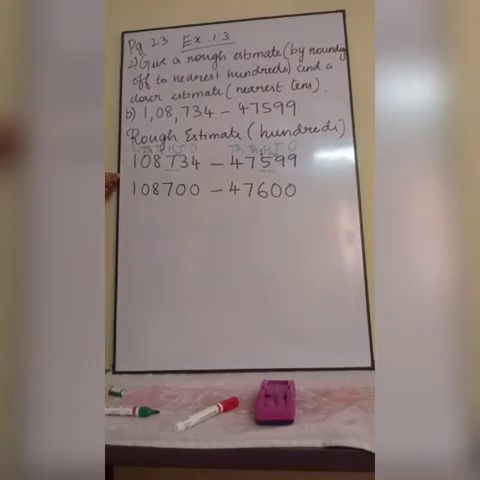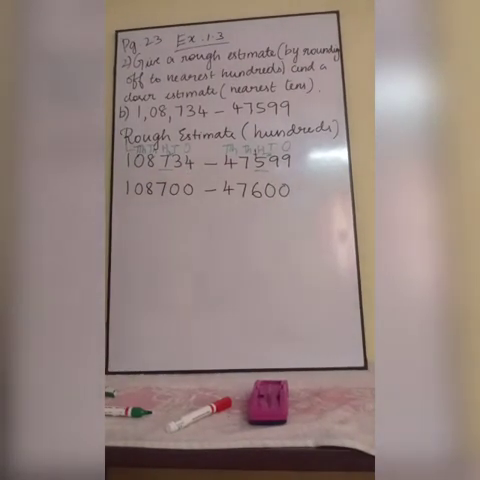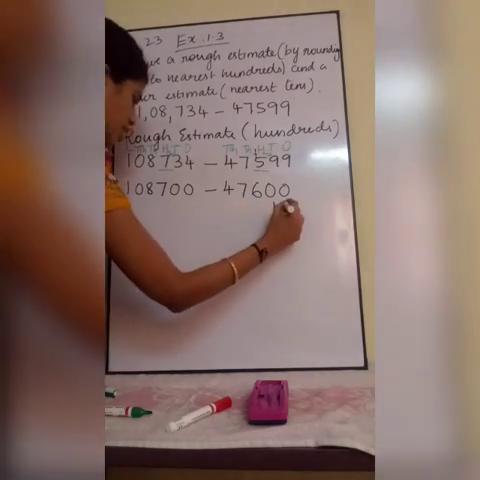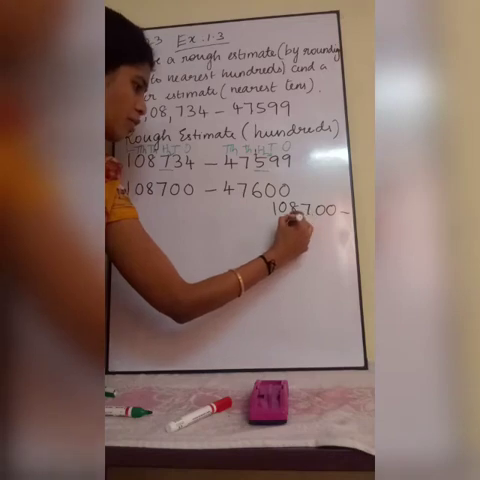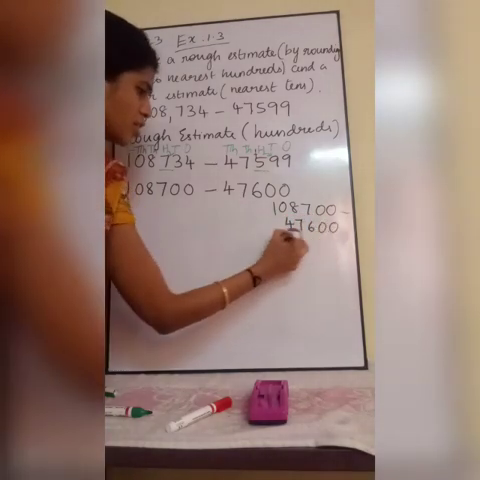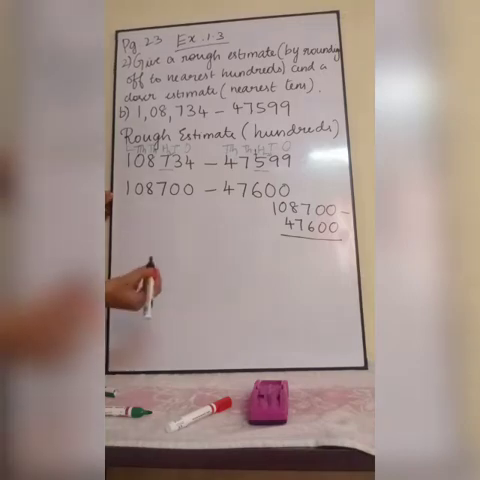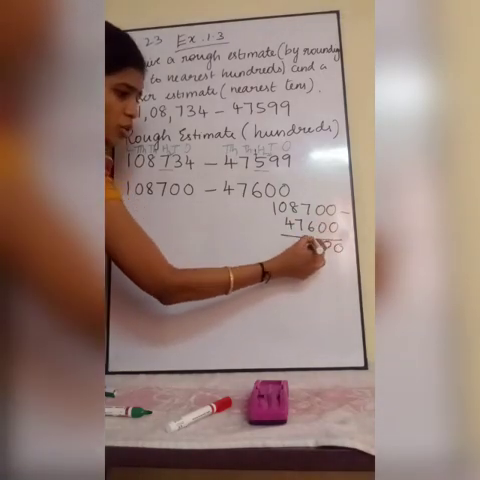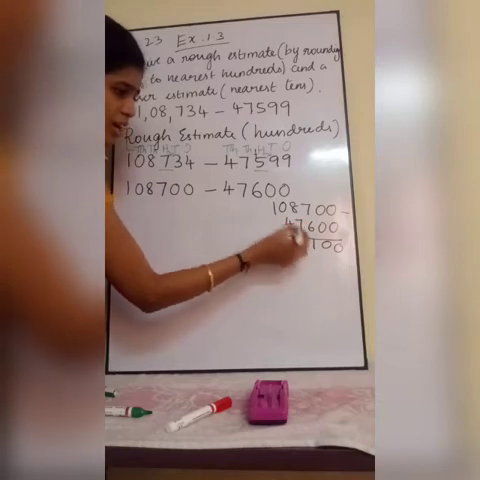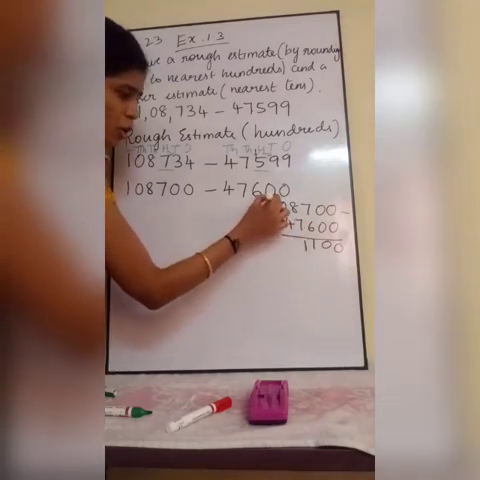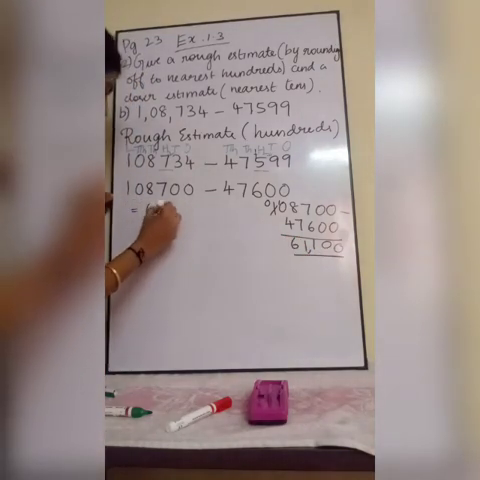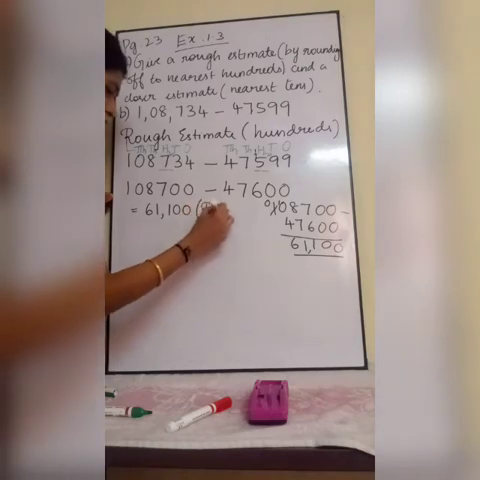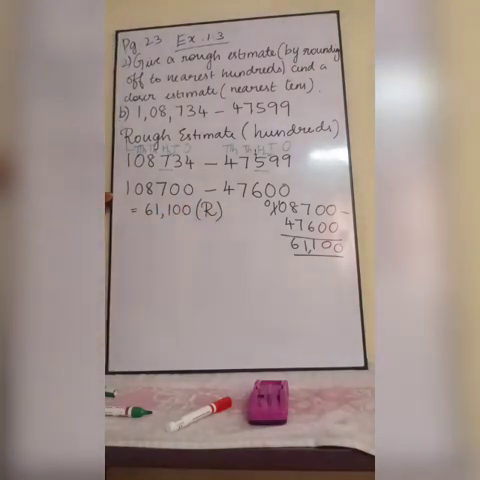Now what should you do? After rounding off, we have to subtract these two. So 1,08,700 minus 47,600. Is it correct? Okay. Now we have to subtract it. 0 minus 0, 0, 0, 7 minus 1, 1, 8 minus 7, 1. Now 10 minus, going to borrow it, 10 minus 4, 6. So my answer is 61,100, which is my rough estimate. 61,100 is my rough estimate.